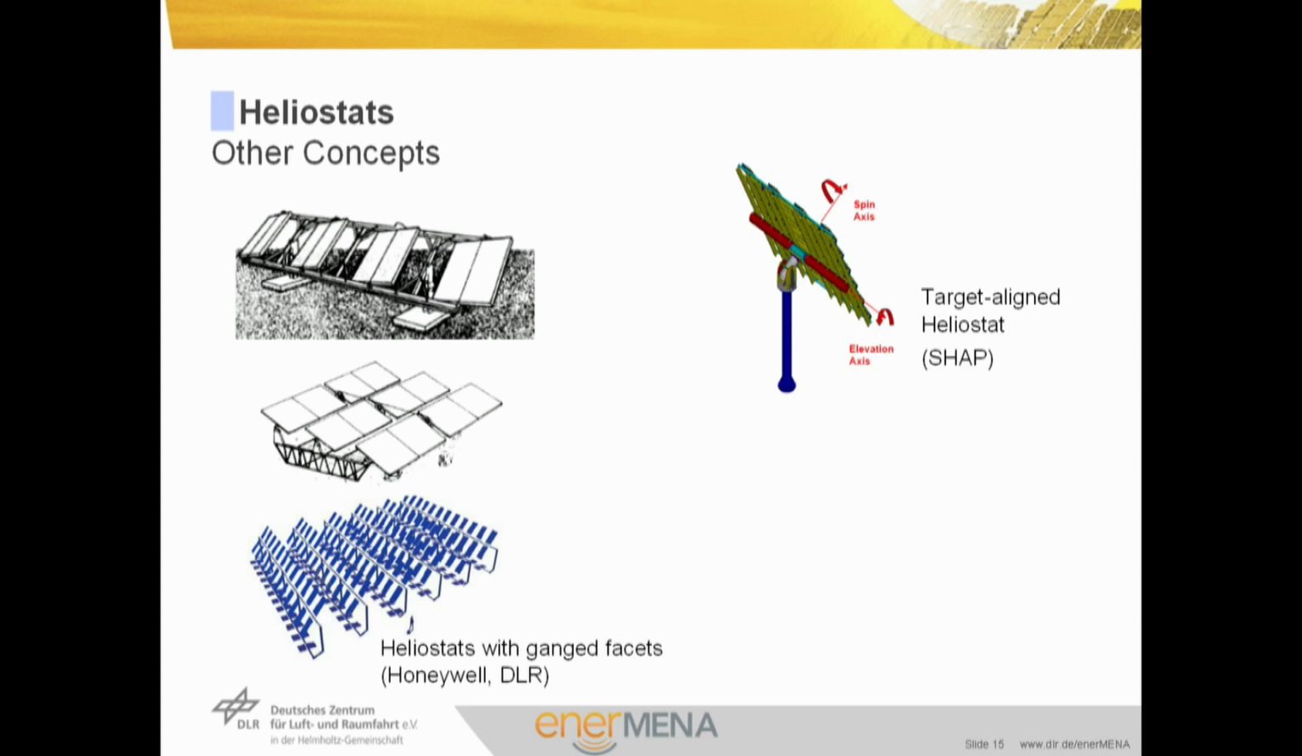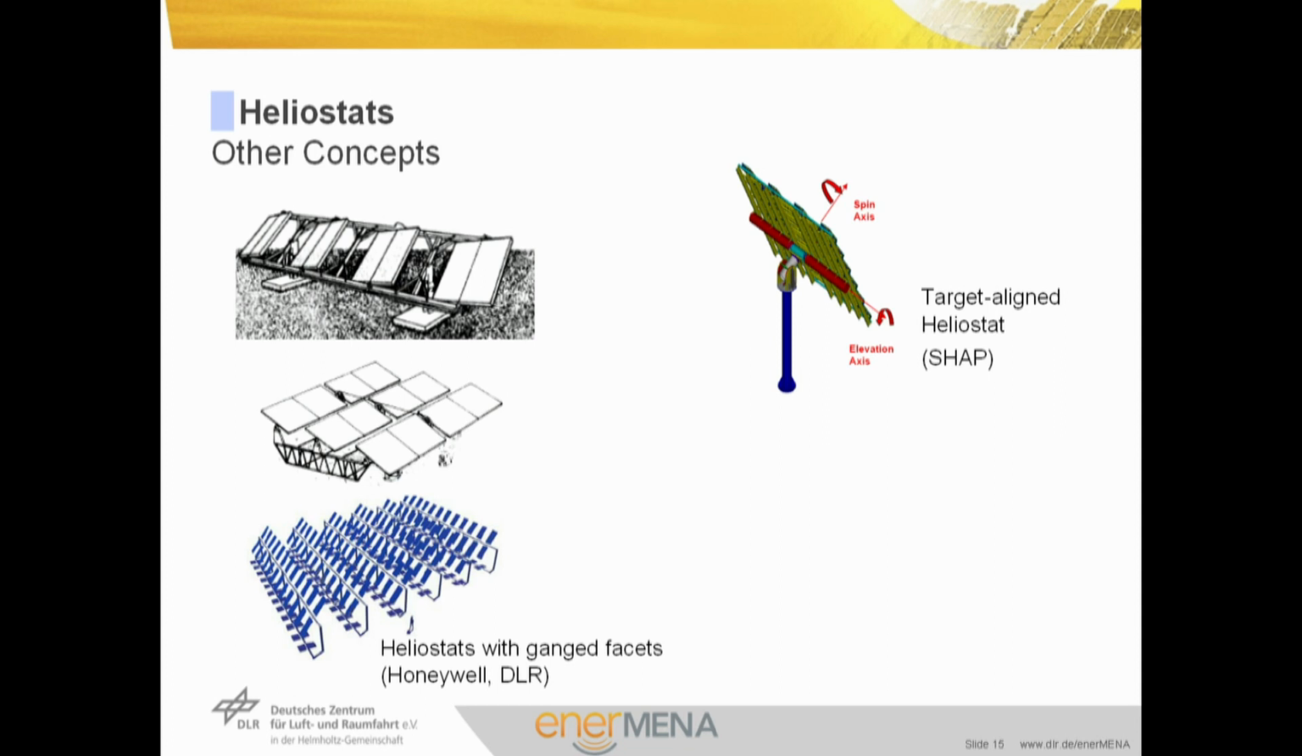Also, a target-aligned heliostat exists. That means that the rotation axis, one axis, is aligned to the receiver, and the other axis is perpendicular to that axis. These heliostats tend to have a high quality because they have got low astigmatism errors. However, they are not so cost efficient in terms of construction.